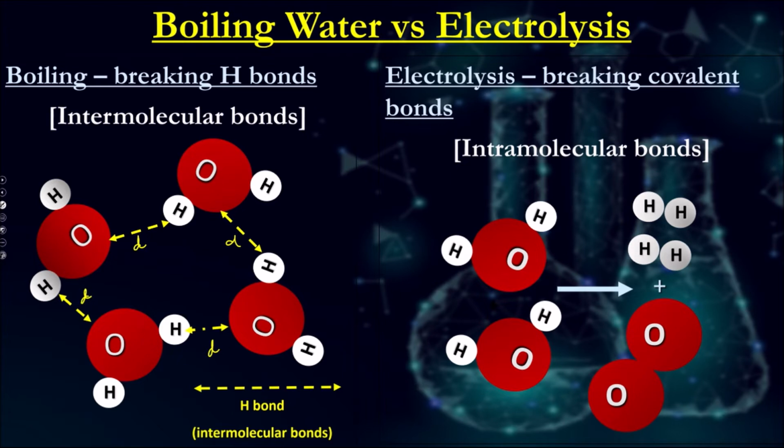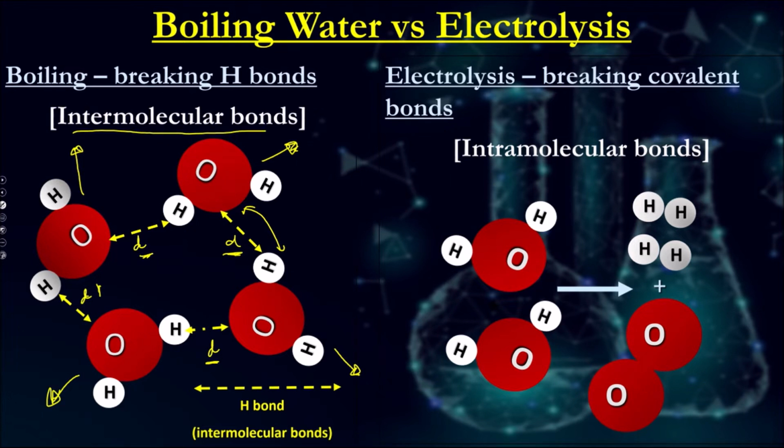When things become hotter, not only do they vibrate more, they also tend to want to move further away from each other. When they try to move further away from each other, that distance between the molecules is going to increase. And that's essentially what boiling does. It just increases the distance between individual molecules. So that's what we mean by breaking the intermolecular bonds.